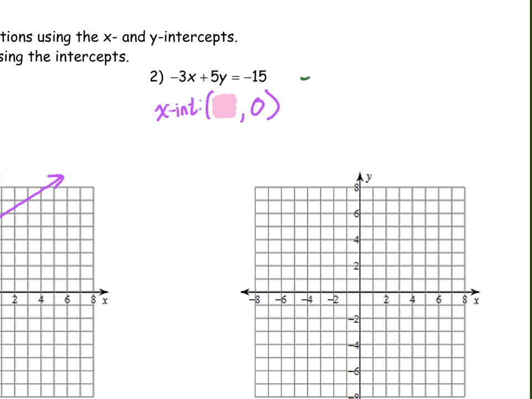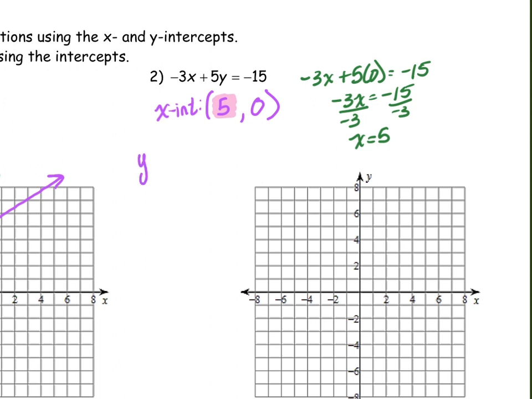So I'm going to do negative 3x plus 5 times 0 equals negative 15. So I get negative 3x equals negative 15. Divide by negative 3. So x is going to equal positive 5. So this should be positive 5. Beautiful. And now, okay, is everyone okay so far? Great. Now we're going to find our y-intercept.